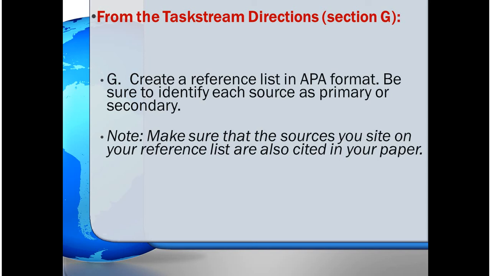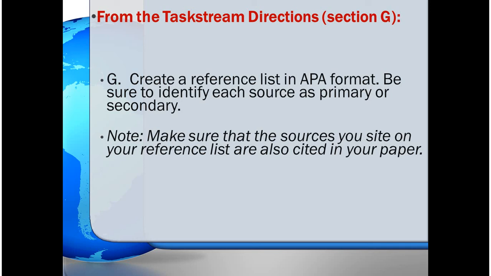Moving on to section G, which is our reference page. This might seem to be a very simple thing. What we're doing here is we're creating a reference list. You can call it works cited, you can call it the bibliography page, you can call it the reference page, you can call it whatever you want, as long as it's done in APA format. Now, there are many places to go to bone up on APA format.